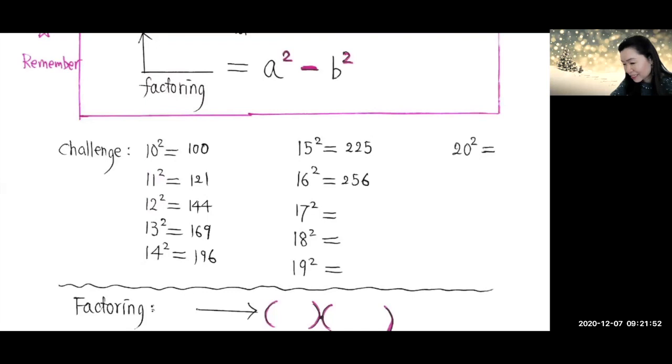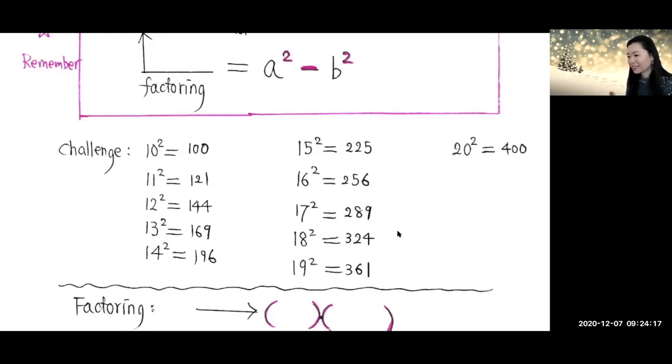17 squared. We used to have to memorize all this, you know. We had to memorize all the way to 20 squared. 289. Yeah, you can use a calculator. And then 18 squared, you did 18 squared. Oh, 324. Yes, 324. And then 19 squared, you got 361. Yes, you got it. And then 20 squared is 400.